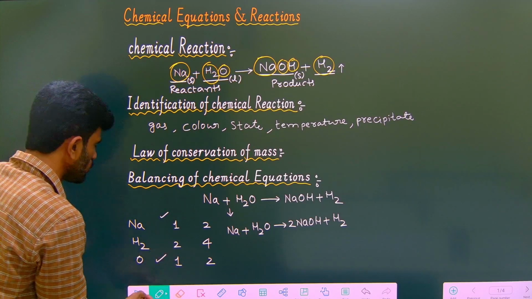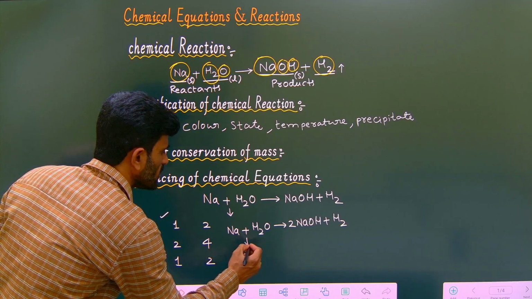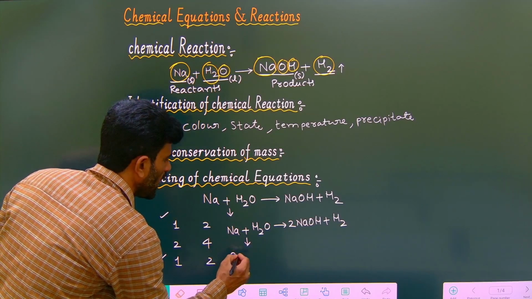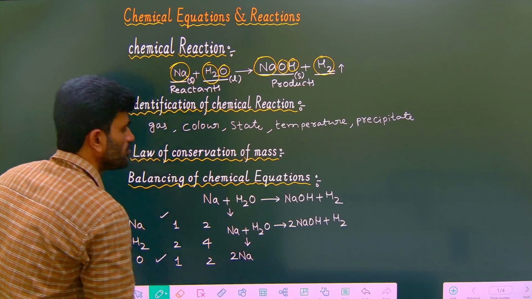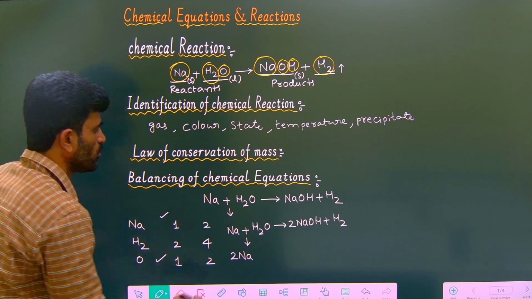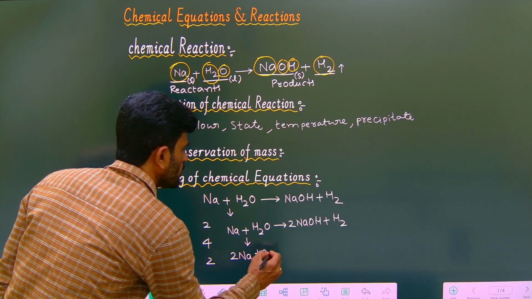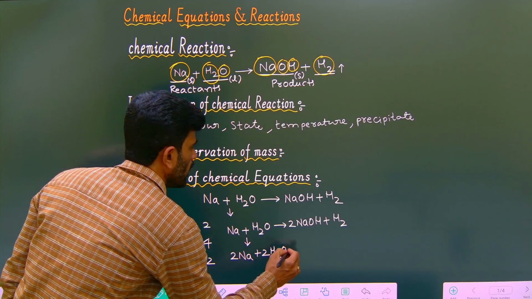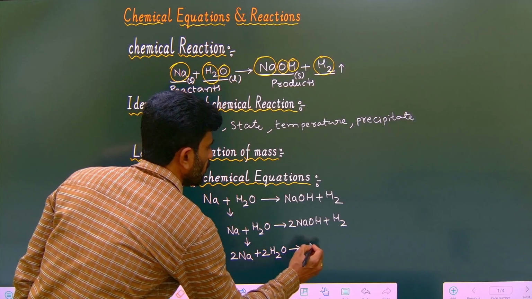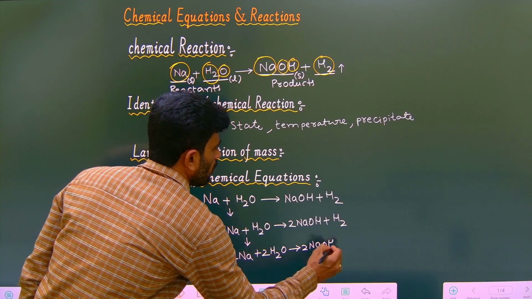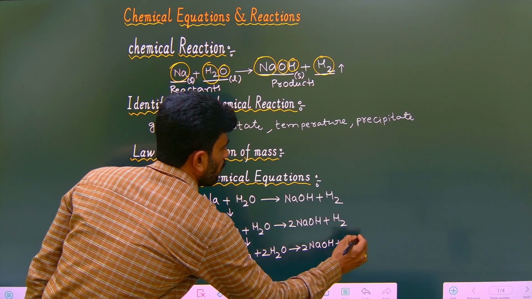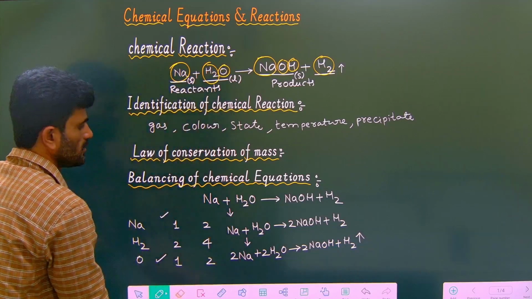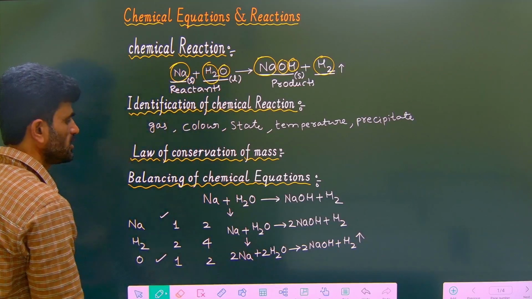So to balance this, what do we have to do? Next process, I am writing 2Na so that sodiums will be 2 times, and 2H2O also. Now if we observe both the sides, it will be the same number of atoms.